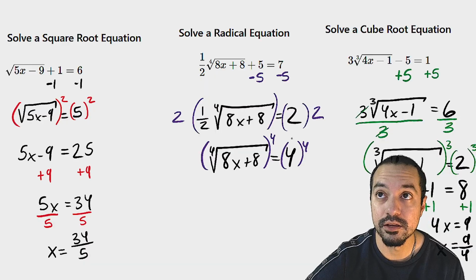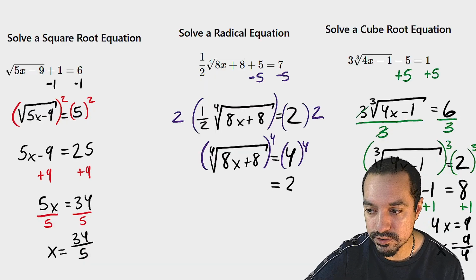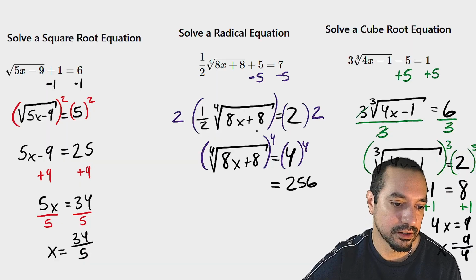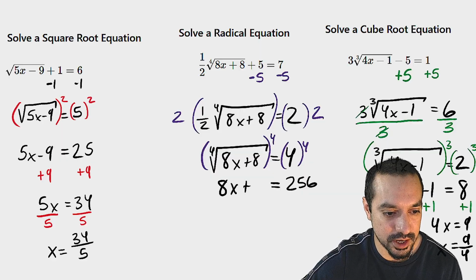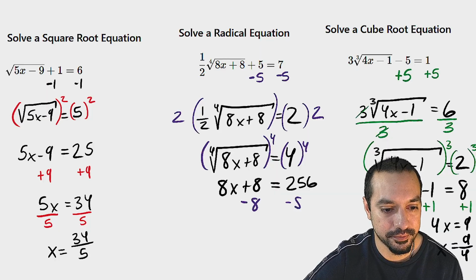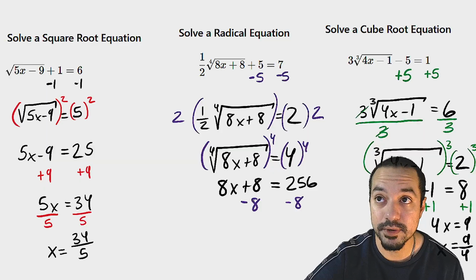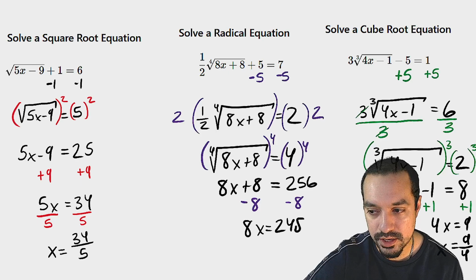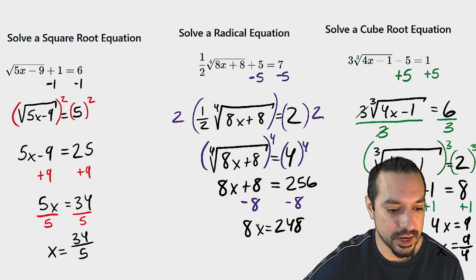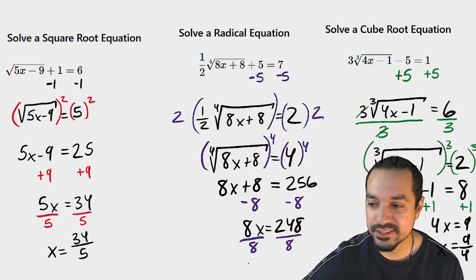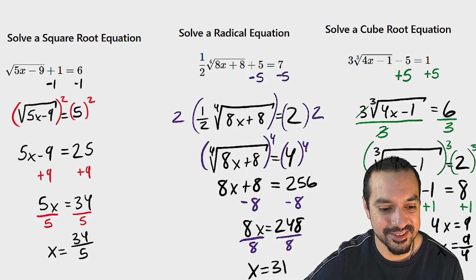So 4 to the fourth power is 256, and my fourth power and fourth root are going to cancel, leaving me with just 8x plus 8. And now again, I'm left with a nice linear setup. So we end up getting 8x equals 248. Divide both sides by 8. And we get our final answer, x equals 31.